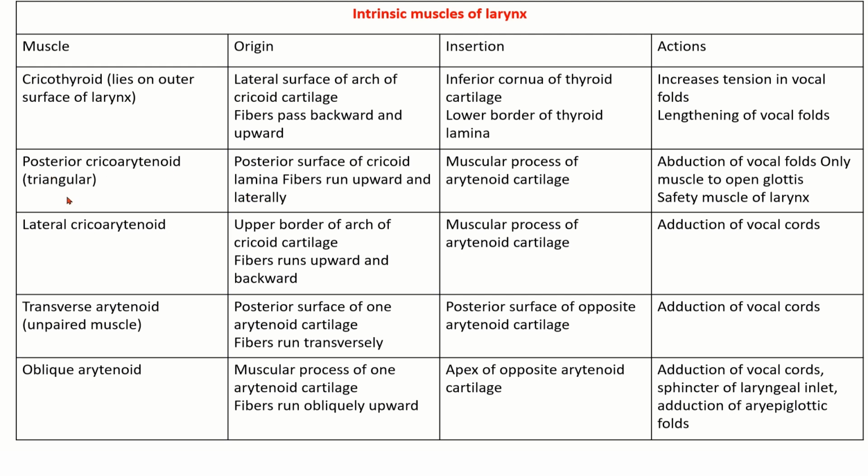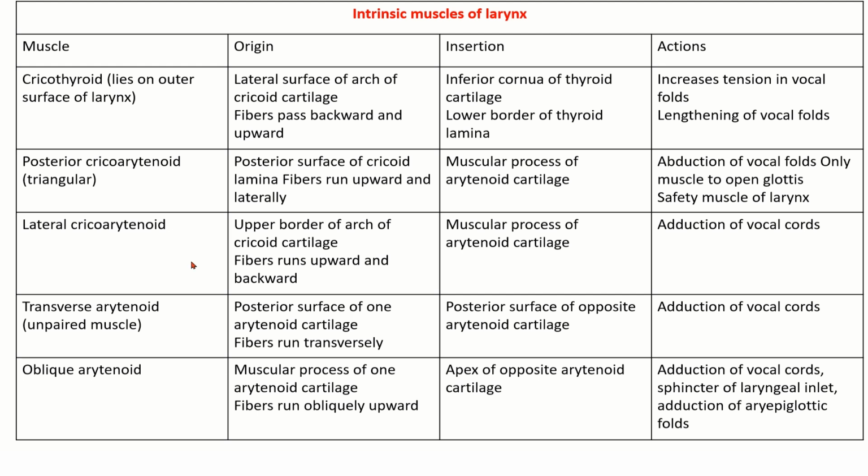Posterior cricoarytenoid, a triangular muscle. Origin is from the posterior surface of the cricoid lamina. Fibers run upward and laterally. Insertion is to the muscular process of the arytenoid cartilage. The action is abduction of the vocal folds. It is the only muscle to open the glottis. This is the safety muscle of the larynx. If posterior cricoarytenoid is paralyzed, it will be very difficult to breathe. So that's why this is the abductor of the vocal folds and the safety muscle of the larynx.